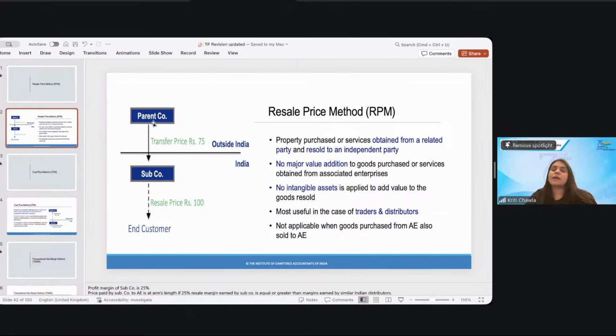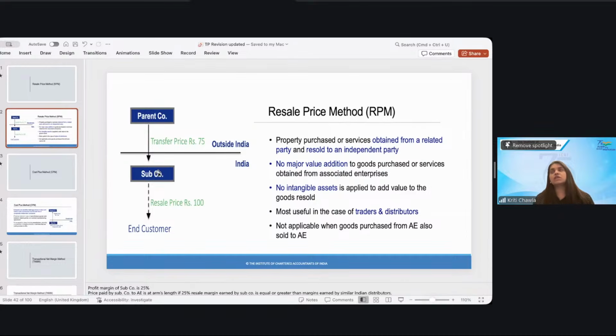So let's say that the parent company sold it at 75 rupees to the subsidiary company, and the subsidiary company is selling it at 100 rupees to the end customer. Now, the controlled transaction right here is this transaction between the parent company and the subsidiary company, which has happened at 75 rupees. We need to benchmark it, we need to say that this is at arm's length price. How will we do that?